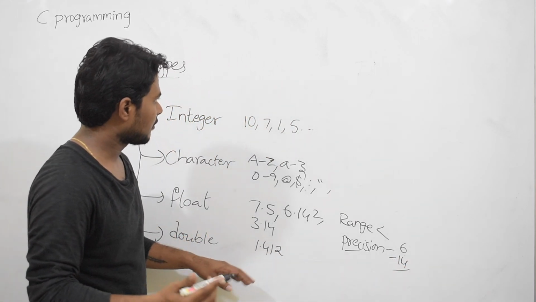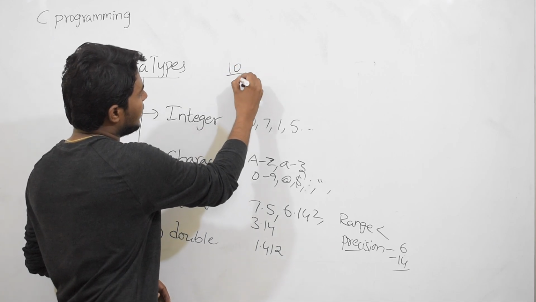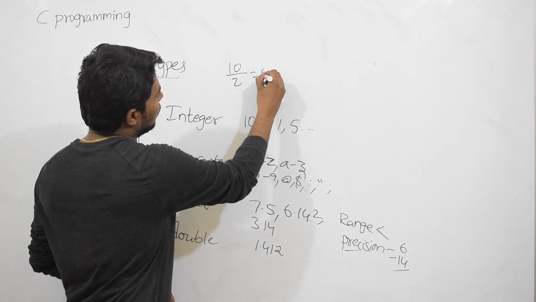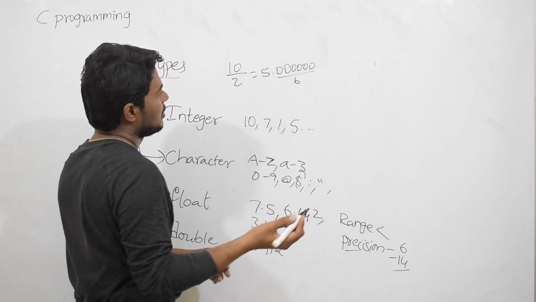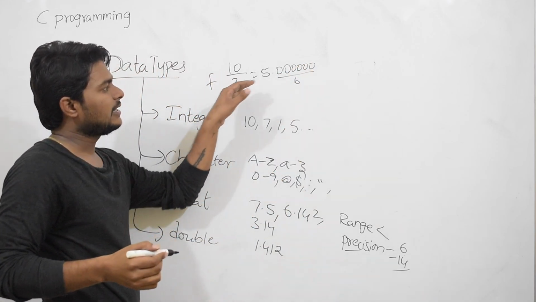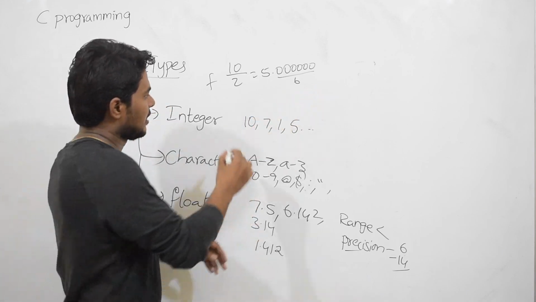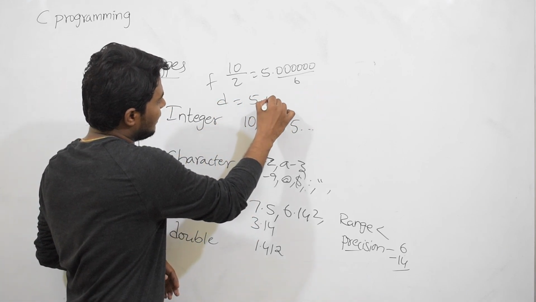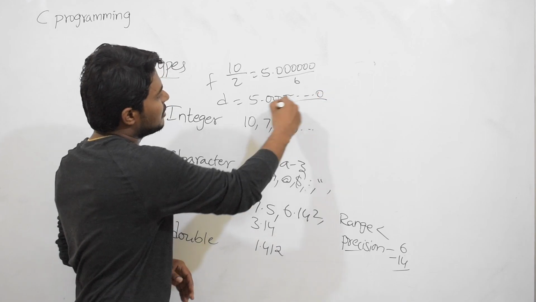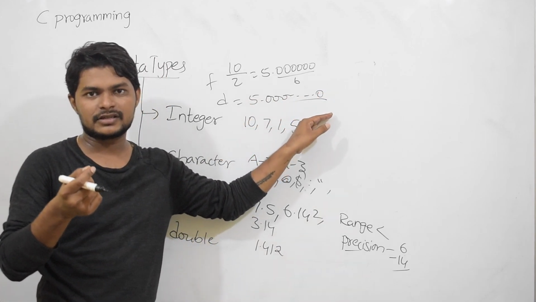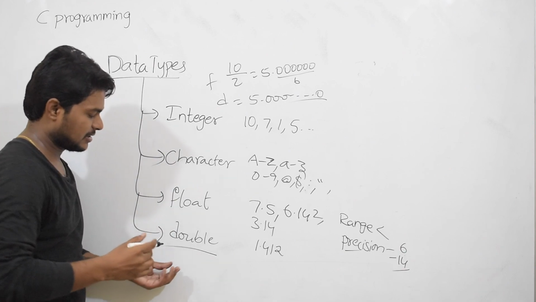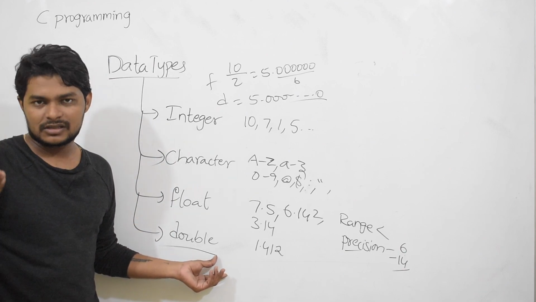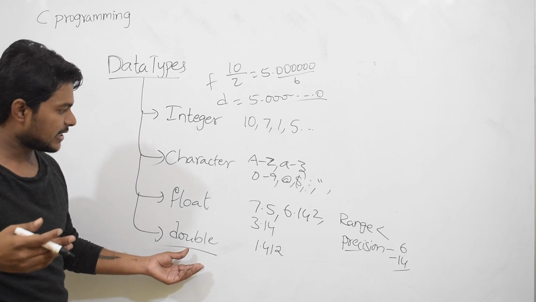Suppose if I perform 10 by 2, that equals 5.000000. This is 6 digits. It means if I take float, it will be 5 point 6 zeros. If I take double, it will be 5 point, like all 14 zeros will be there. That is the main difference. Now you should be able to understand that double is taking some extra space.